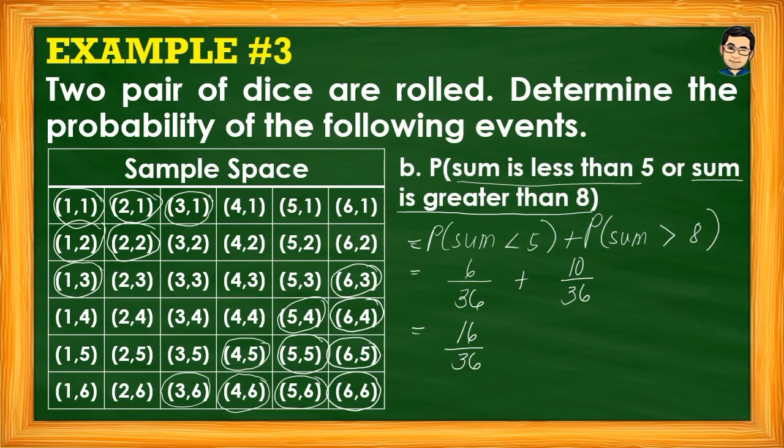Now, simplifying 16 over 36, so divide natin yan, both numerator and denominator by 4. So, 16 divided by 4 is 4. 36 divided by 4, that is 9. Can we simplify 4 over 9 further? No. So, this will be our final answer, 4 over 9.